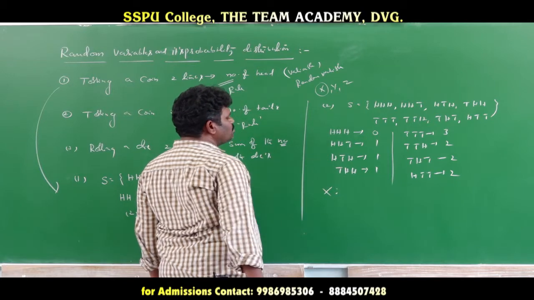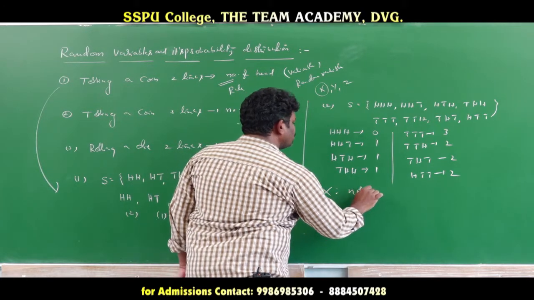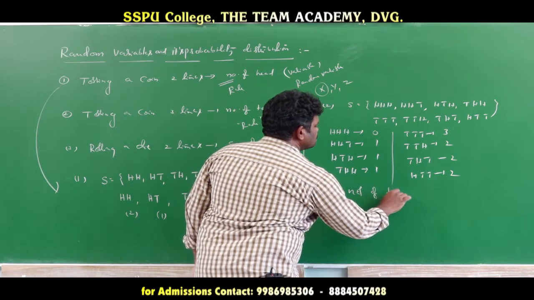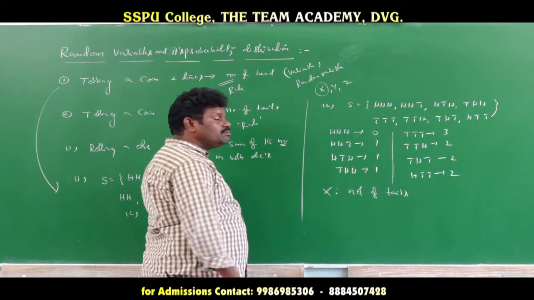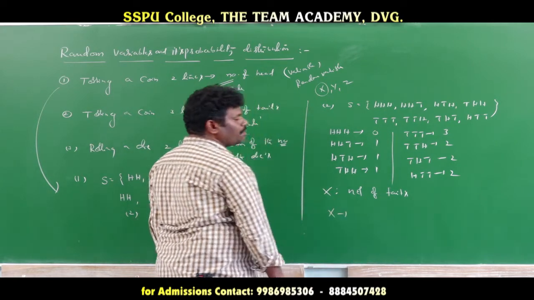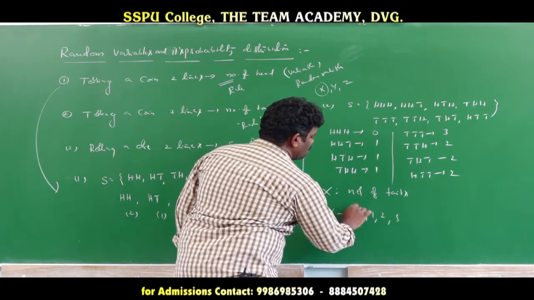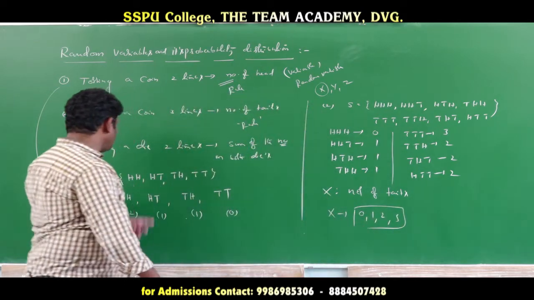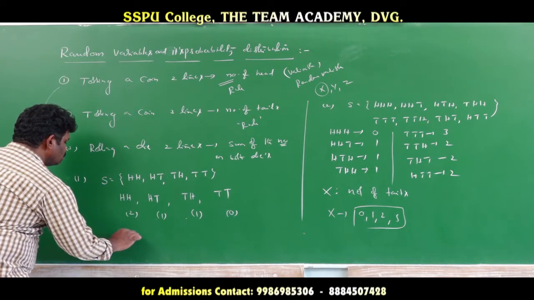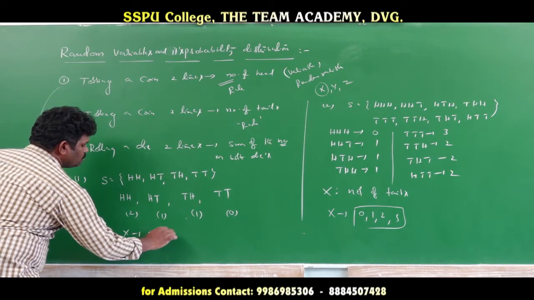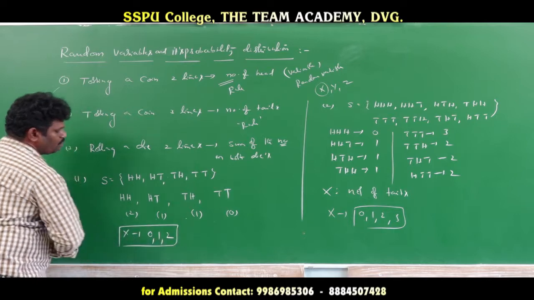Here the random variable is the number of tails. The possible values of the random variable are 0, 1, 2, 3 in this case. The possible values of the random variable here are 0, 1, 2.